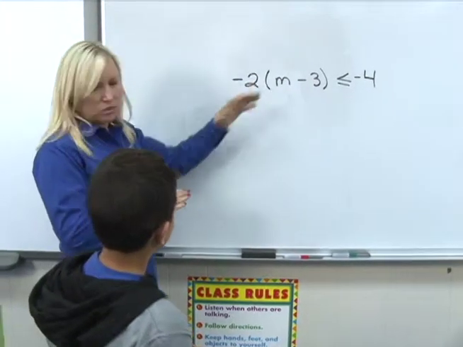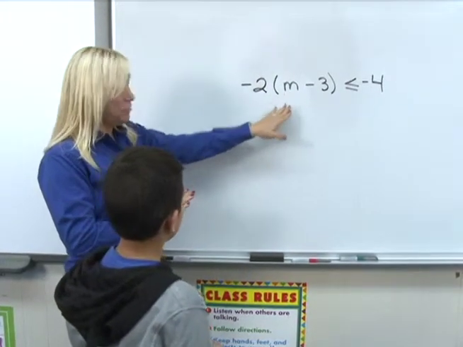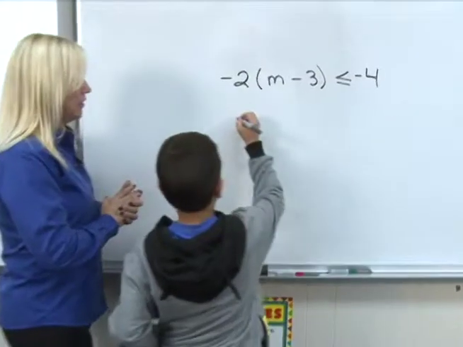You're going to multiply each term. So -2 times 3? Well, don't forget the m though, right? We're going to do -2 times m, which gives me what? -2m. Right, so go ahead and write it down here.